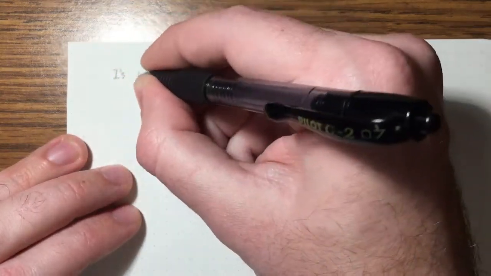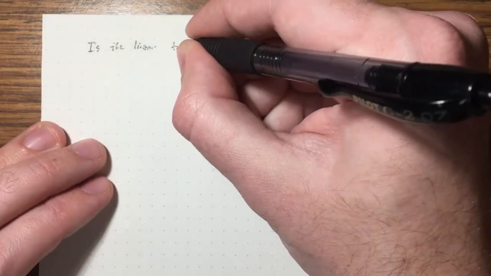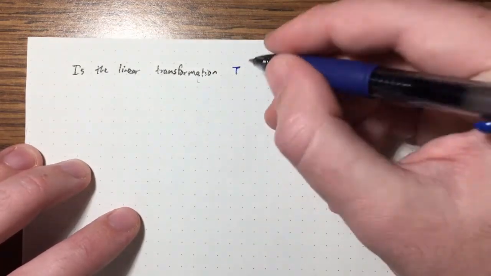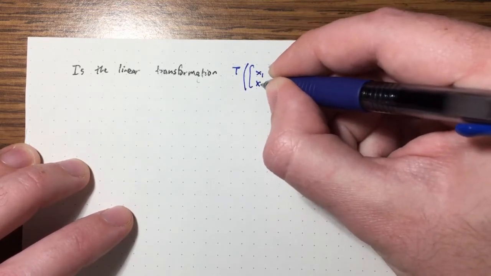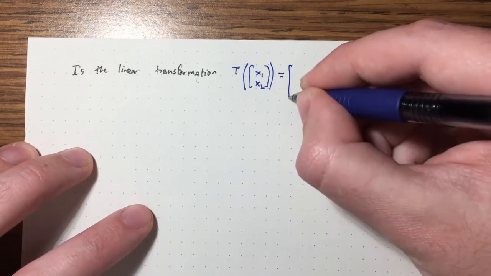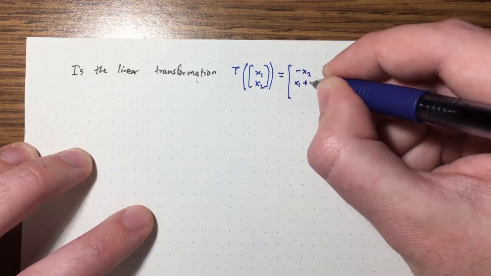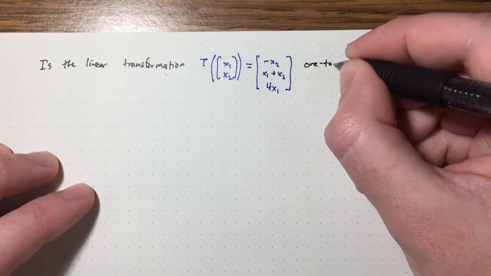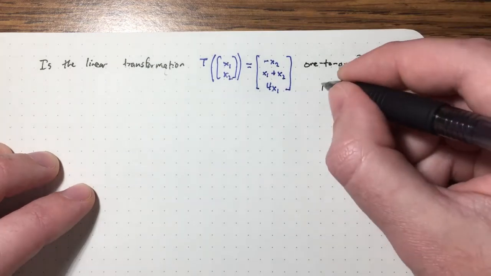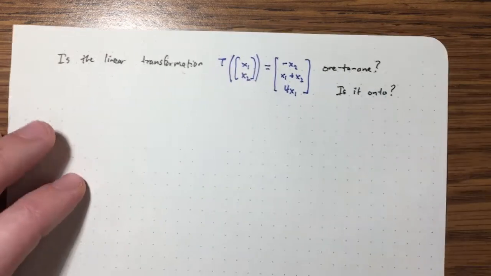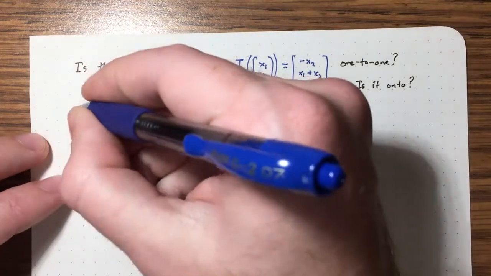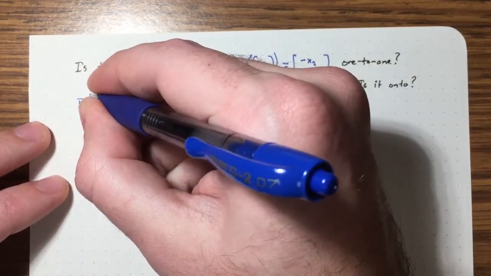So this one will be T of x1, x2 going to negative x2. Remember this one, x1 plus x2, and then 4x1. So how about this one? Is this one one-to-one or onto? So is it one-to-one? Is it onto? Well, this one's kind of harder to think through. But let's try just writing down the matrix.